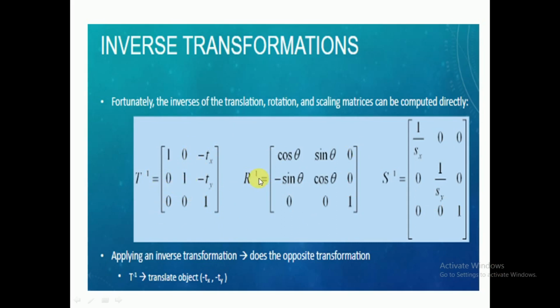Again similarly for rotation, as I told, in the lab session we derived the counterclockwise rotation matrix. For example, if you want to do the clockwise rotation, the matrix we derived in that lab session was derived for counterclockwise rotation.